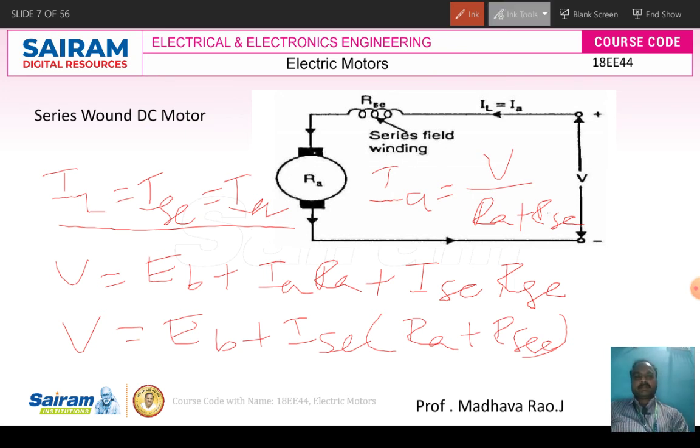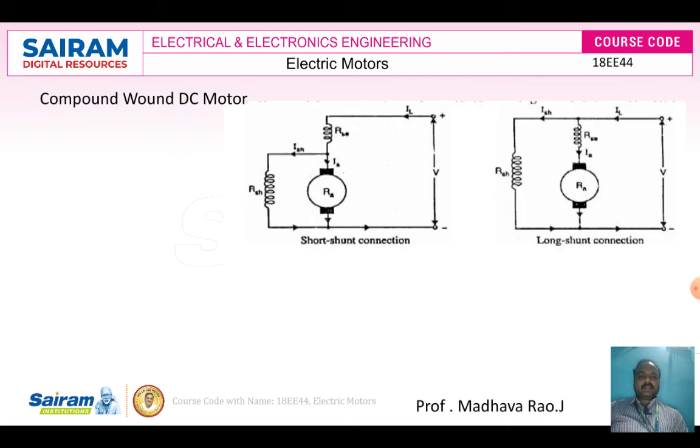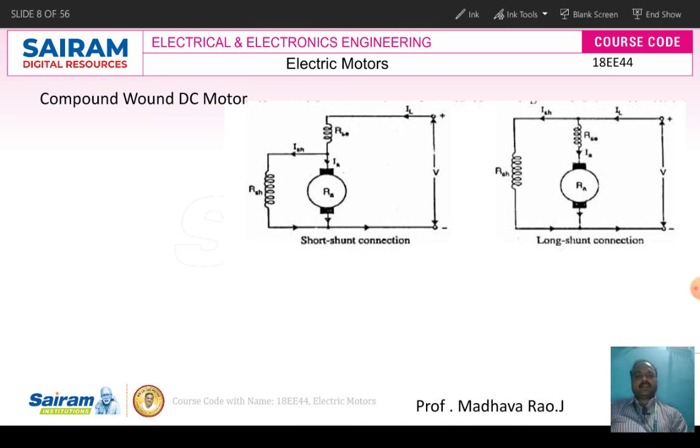So this is about the series wound DC motor. Coming to the next type, the compound wound DC motor. These are classified into short shunt and long shunt based on the shunt field winding connection with the armature and series field winding. So these are generally classified into two types, short shunt and long shunt.